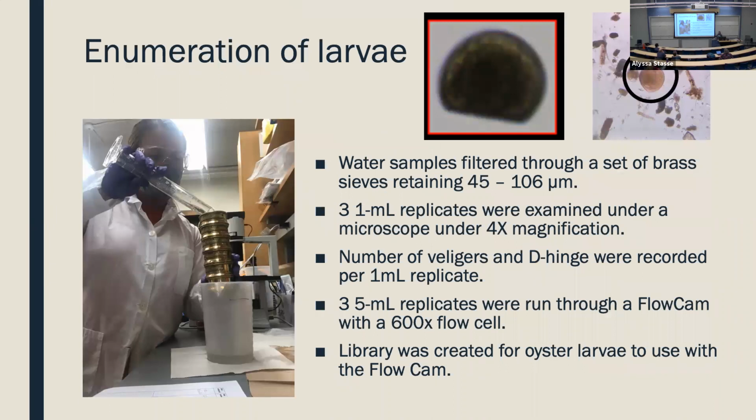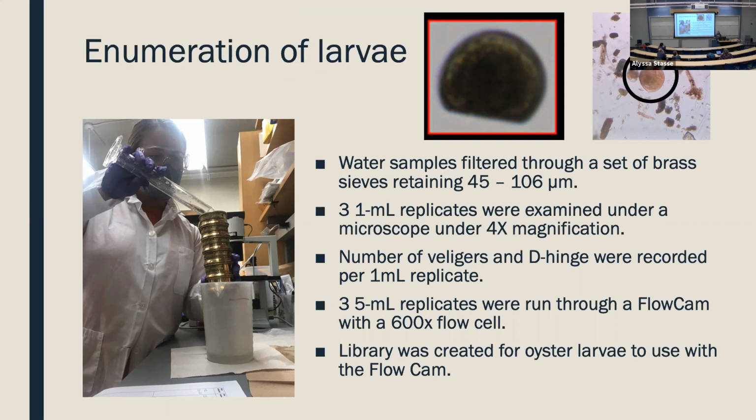We then went into the lab and filtered the water through a set of brass sieves, selected for 45 to 106 microns, which is where oyster larvae fall. We did 3 1 mil replicates and looked at those under a microscope with 4x magnification. You can see in the top right picture that there is a veliger, which is the second stage of oyster development. And we counted the number of veligers and D-hinge per 1 mil replicate.